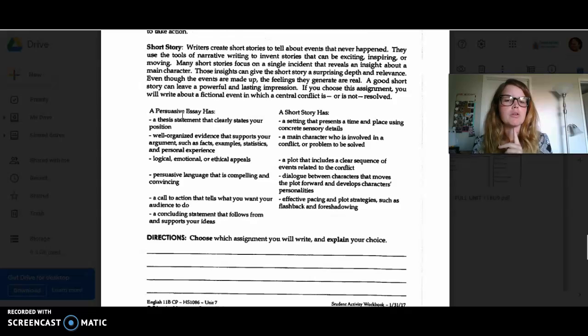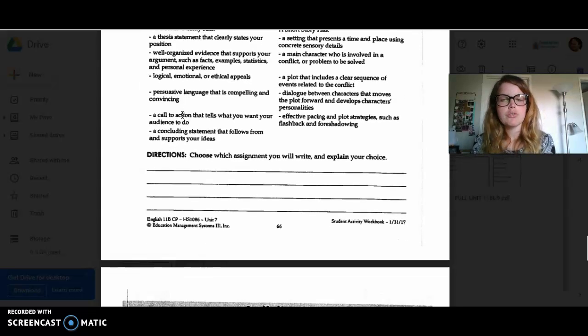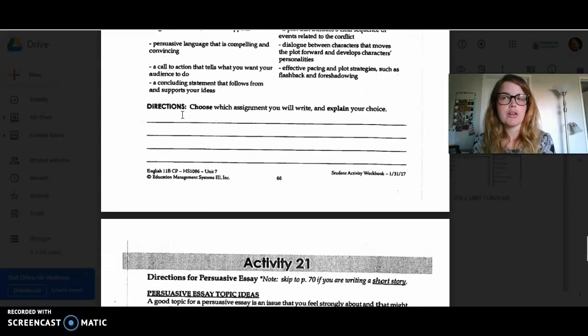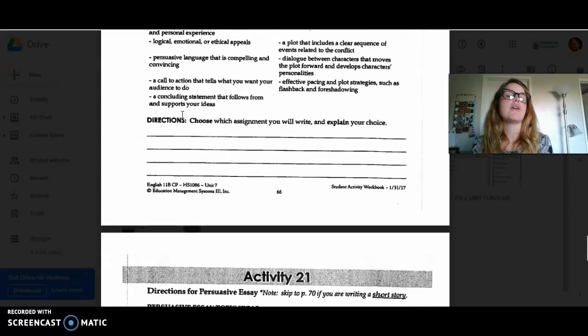Effective pacing or plot strategies such as flashback and foreshadowing. So try those out. Try to play around with it. Make it different. So first things first, choose the assignment you'll write and why. So I will choose to write a short story.